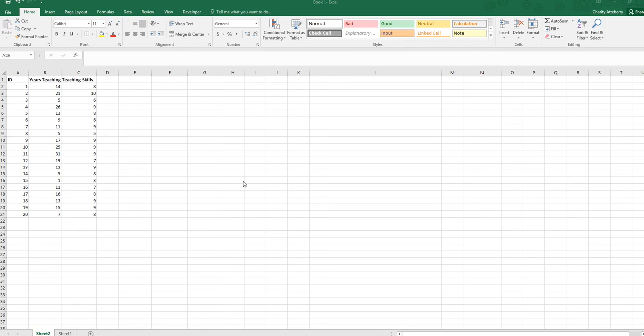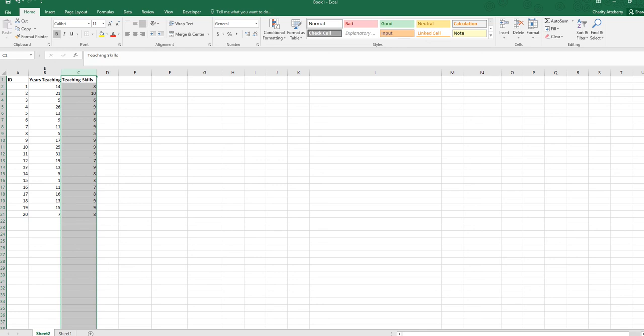This is one that's probably very real for a lot of us. I think the more you teach, obviously, or hopefully, you never know, your skills begin to increase. So we're going to look at this with some dummy data. We have our variables here. We have our identifying factors, so whatever our participants were, we've numbered them 1 to 20. Then we have years teaching and teaching skills, which was on a scale from 1 to 10.